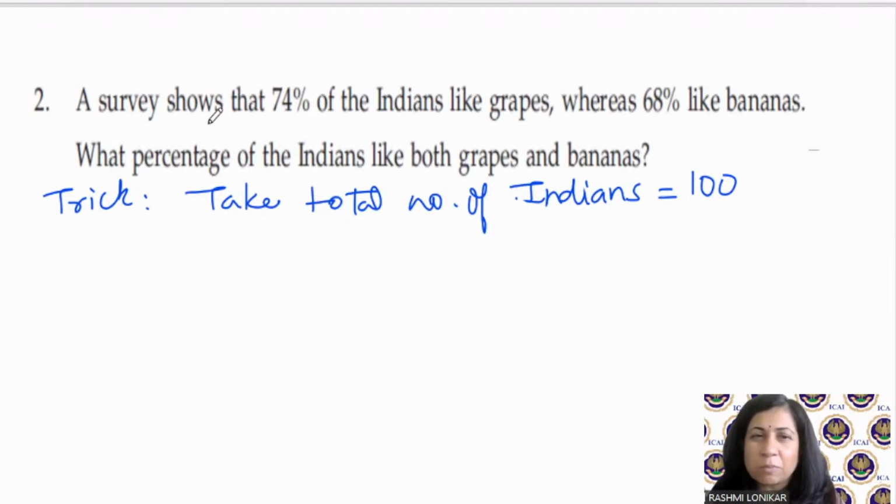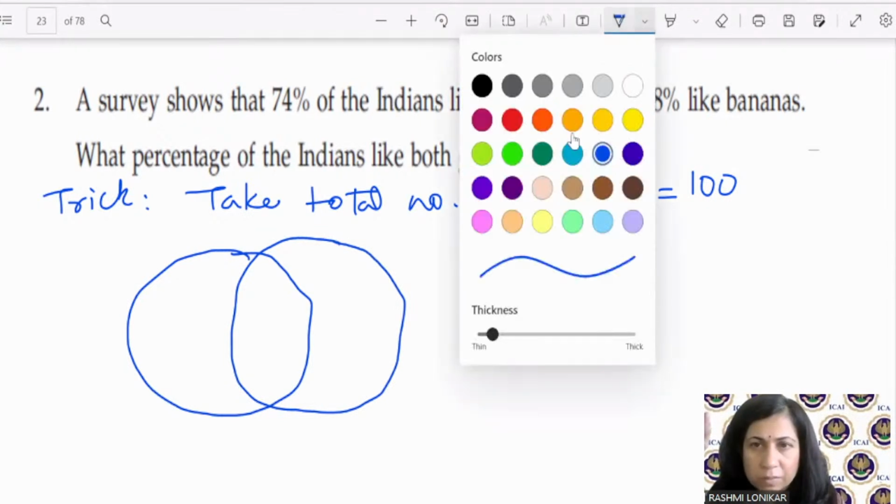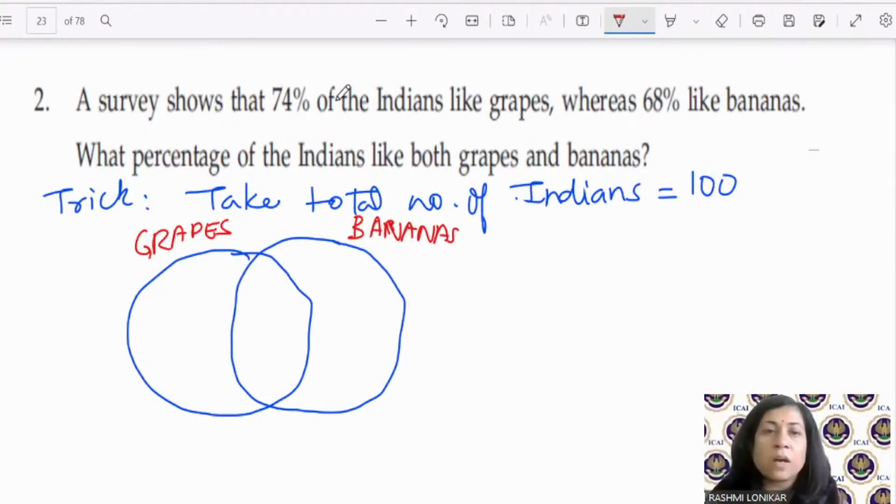So let us take the total number of Indians as 100, instead of writing in percentage. This is my set of grapes. This is a set of people who like bananas. Now 74% of Indians like grapes. So if there are 100 Indians, 74 people are going to like grapes and 68 people are going to like bananas. But the total number of people is 100.